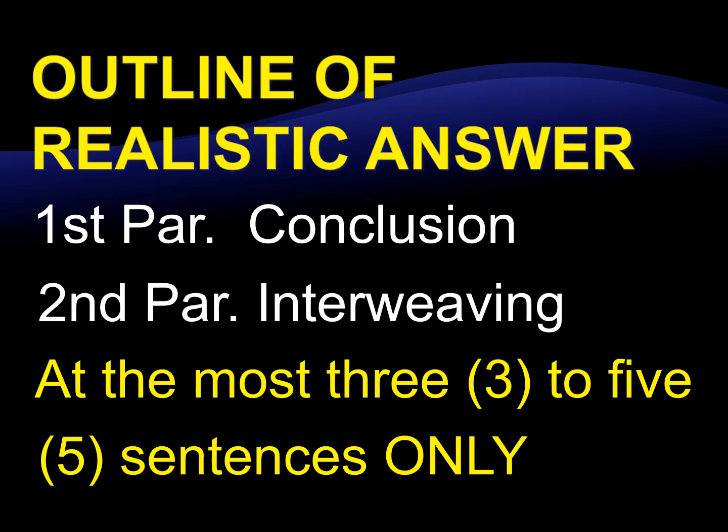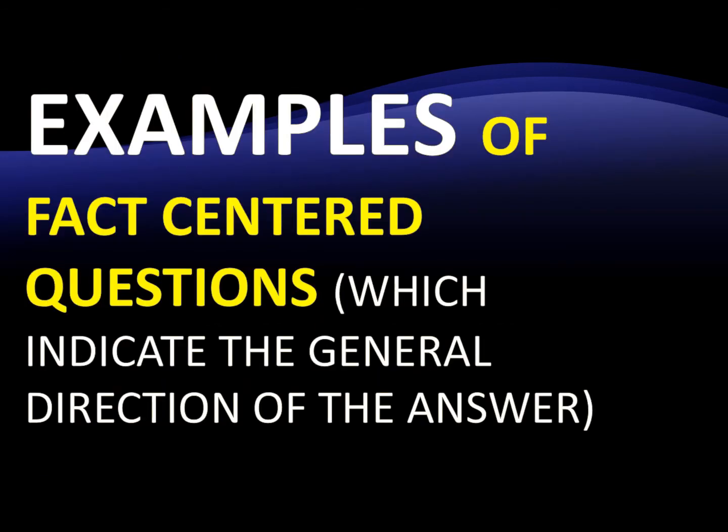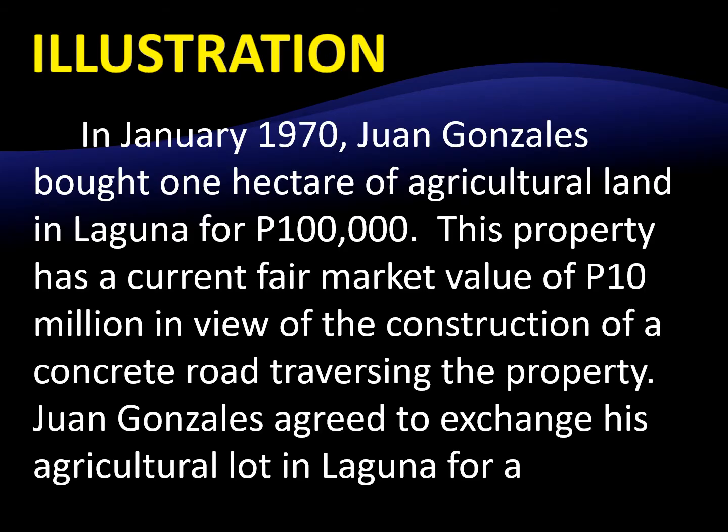So remember, I said the essence of this area is interweaving, and we'll have to look at examples on how we're going to interweave in a little while. So let's look at examples of fact-centered questions which indicate the general direction of the answer. Let's go back. Remember, in this particular case, as I mentioned to you a while ago, the questions themselves point to you on how you're going to answer or how you're going to analyze. So let's look at this illustration here.